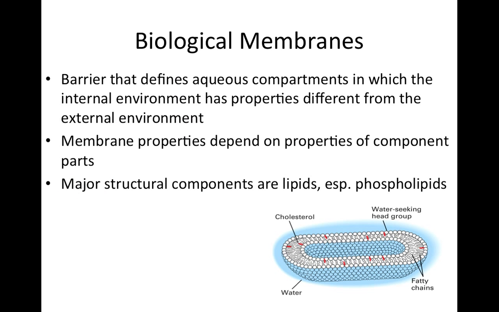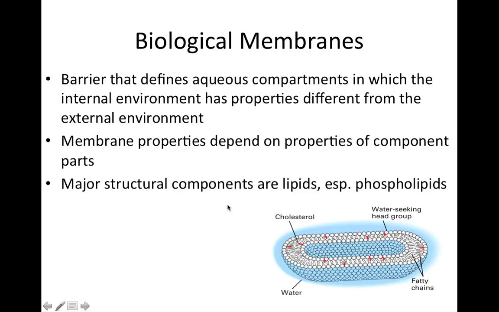So biological membranes. Again, we're going to now turn our focus more towards the eukaryotic cell system. So biological membranes are barriers that define an aqueous compartment in which the cell's internal environment has properties different from the external environment. So what's going on inside the cell, the environment, the acidity, the pH levels, the water, is going to vary slightly compared to, say, what's on the outside of this particular type of cell.